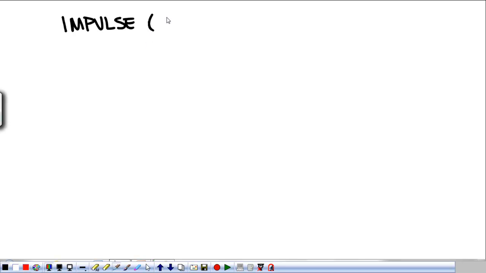So impulse, for some reason, we use a J for. Don't know why. If you want to look it up, good by me. But I don't know what it is. I don't know why we use a J.